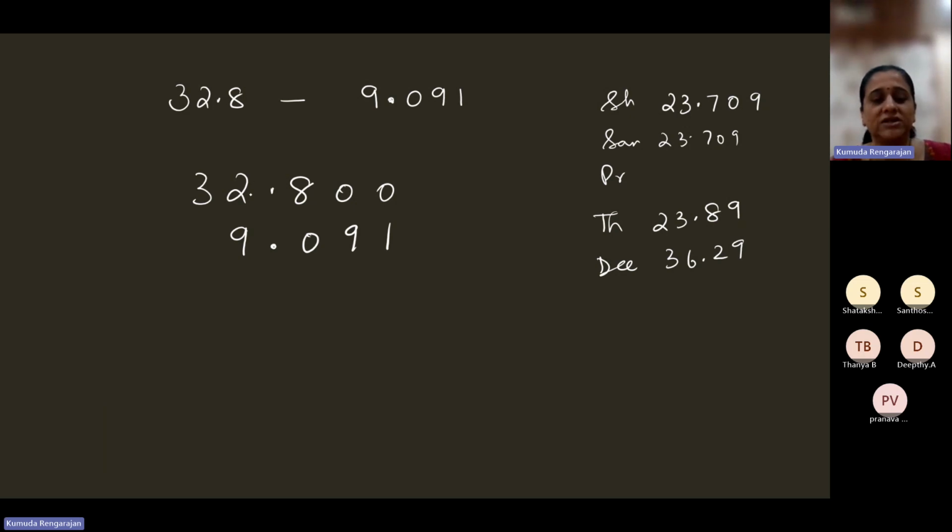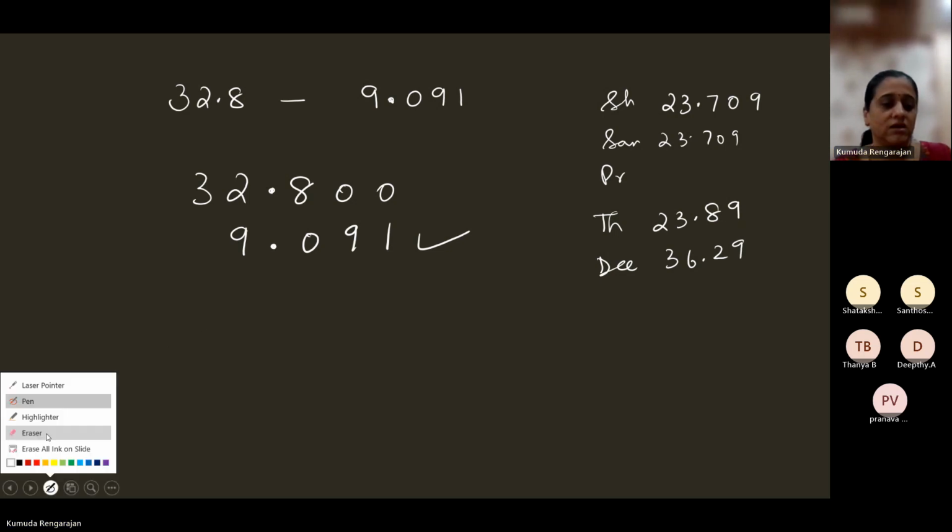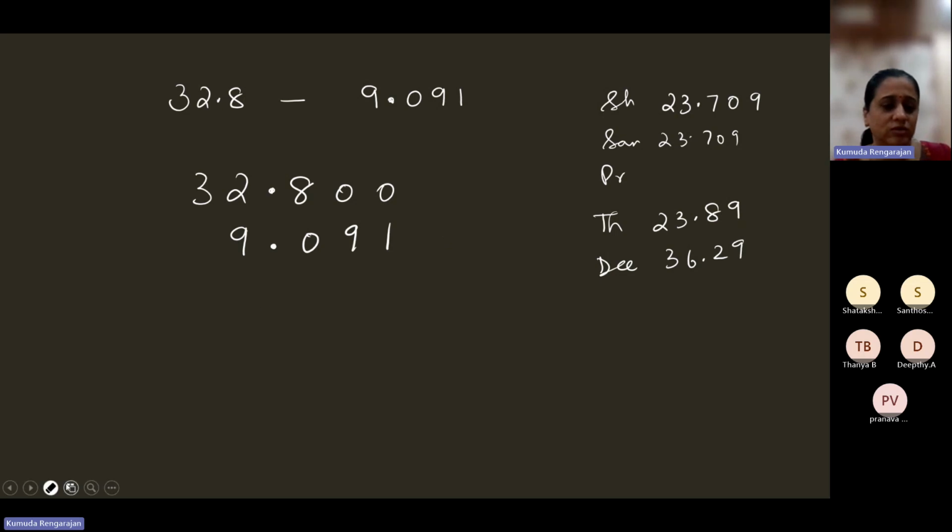32.8 should be written as 32.800 because the second number has 3 decimal places. Now in the first number after the decimal point, there's 1 digit, 8. Add 2 zeros. And this is how you place 9.091 below it. The decimal points must be aligned. Now subtraction is the usual procedure.